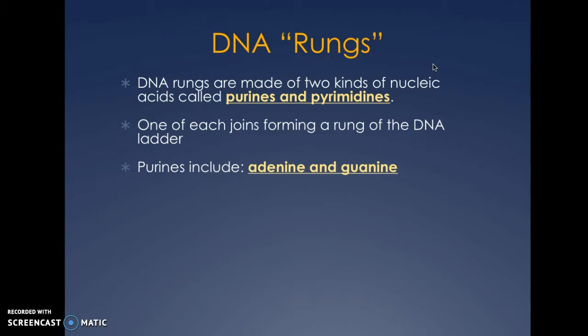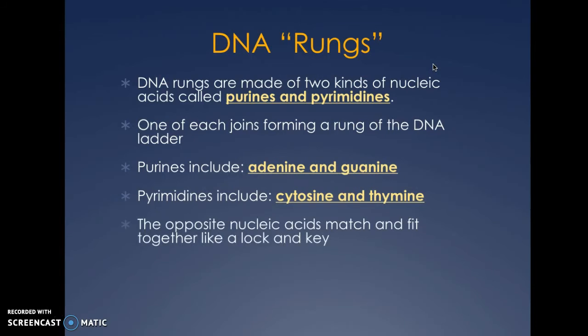One side is a purine, one side is a pyrimidine. The purine side is either going to be adenine or guanine. The pyrimidine side is going to be cytosine or thymine. The opposite nucleic acids match and fit together like a lock and key. So, in saying that, only certain ones go together.